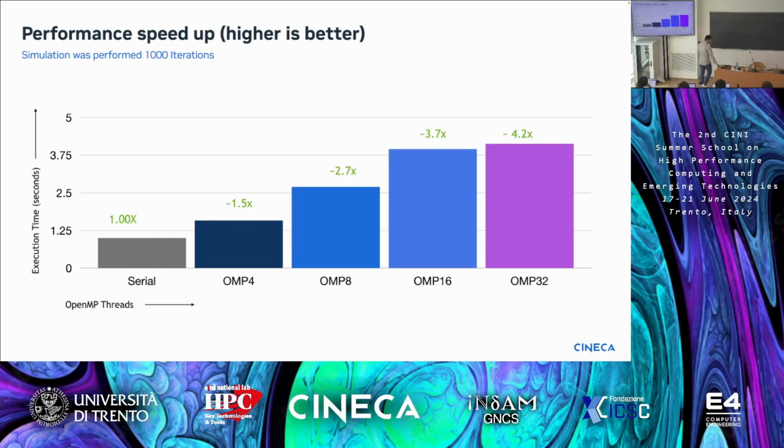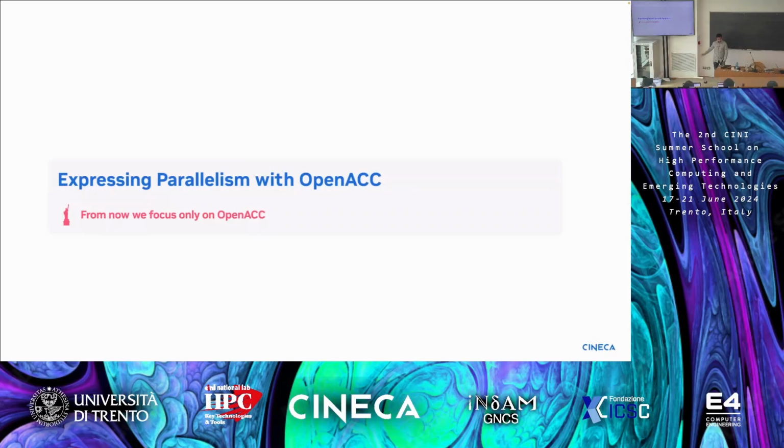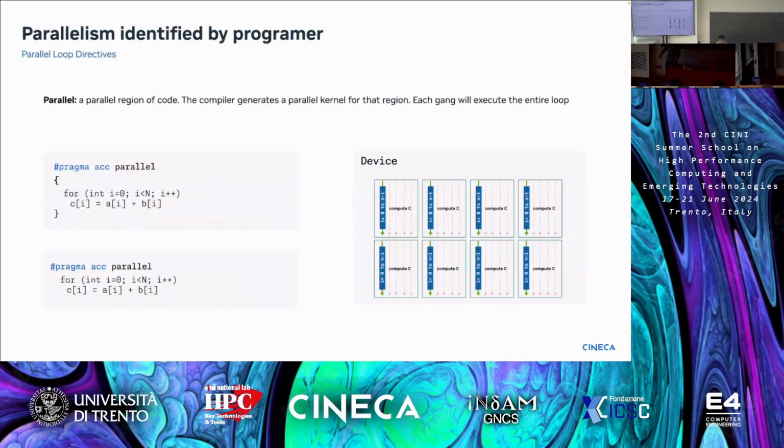So we are going to expose parallelism using OpenACC, which I already hinted. If you just put pragma ACC parallel, it generates a lot of threads. But at this point it's not efficient because the compiler can generate one or many.